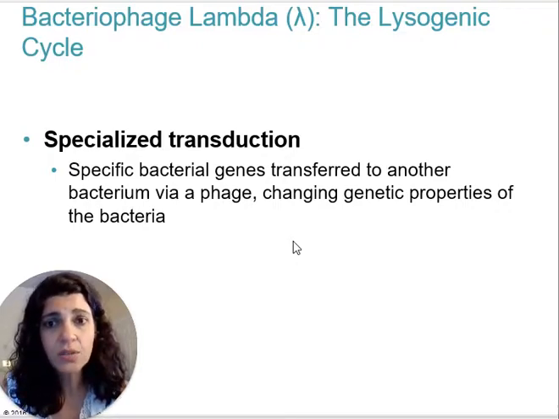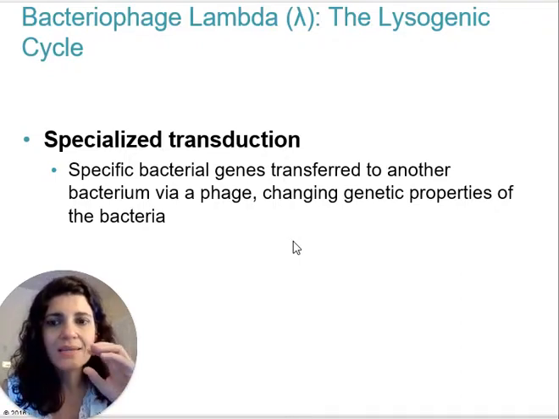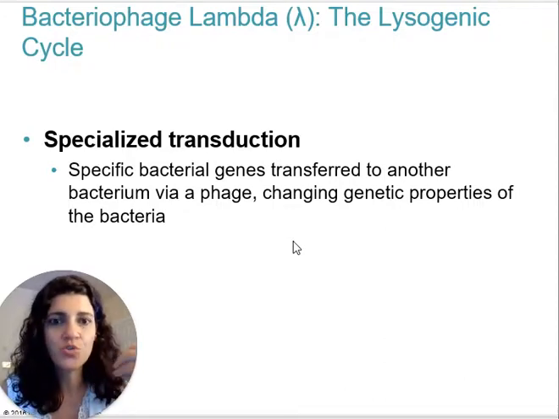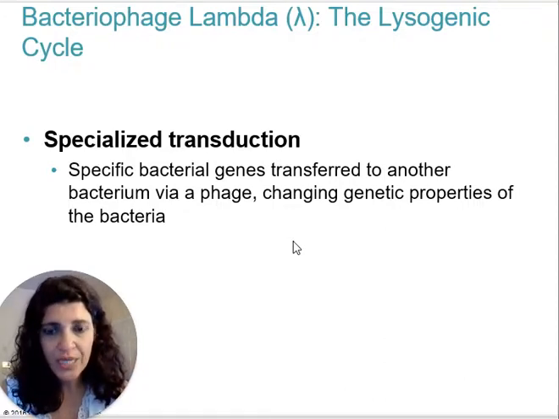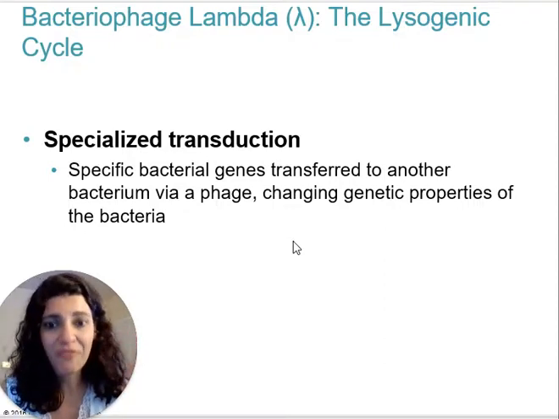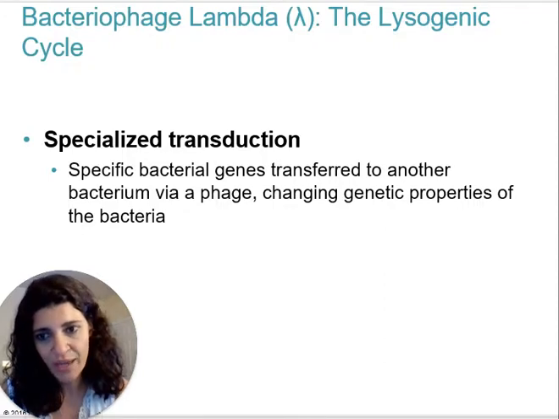Another process that can also be a consequence of the lysogenic cycle is the specialized transduction. In this case, it is similar to the phage conversion, where the bacteria is going to acquire a new feature. But here, the DNA that the virus is transmitting or injecting in this new bacteria comes from another bacteria. It doesn't belong to the virus.